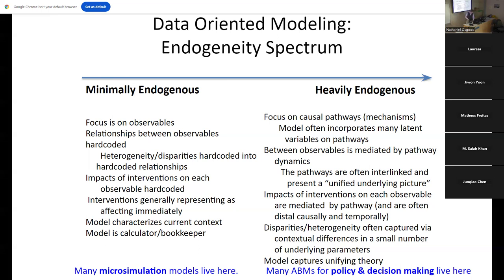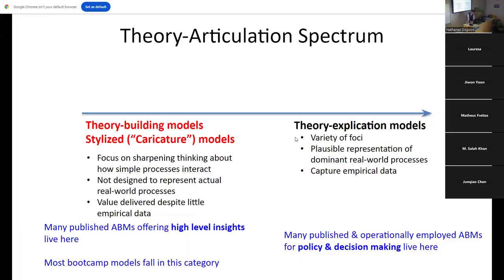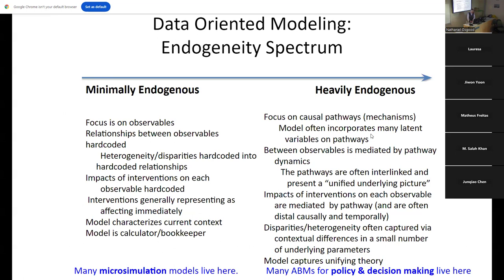Beyond this distinction that we've been talking about, stylized versus theory explication models, there's a distinction between models that are minimally endogenous and heavily endogenous. Michael Wolfson and I both do a lot of policy modeling. My models tend to be more heavily endogenous. His tend to be more statistical. They are dynamic models, but they basically represent only observables. I'm exaggerating a bit, but it's pretty close to true.